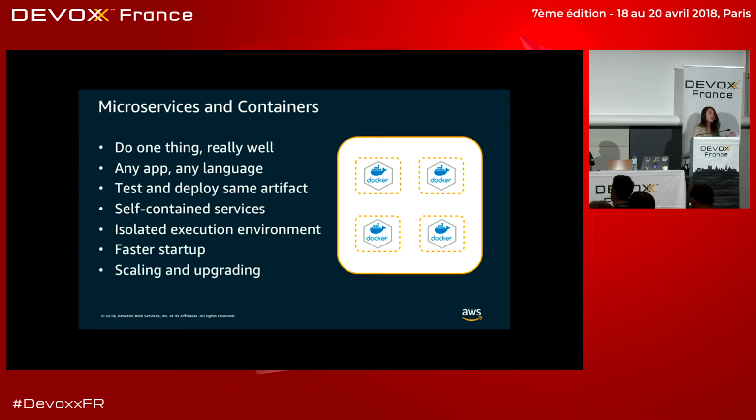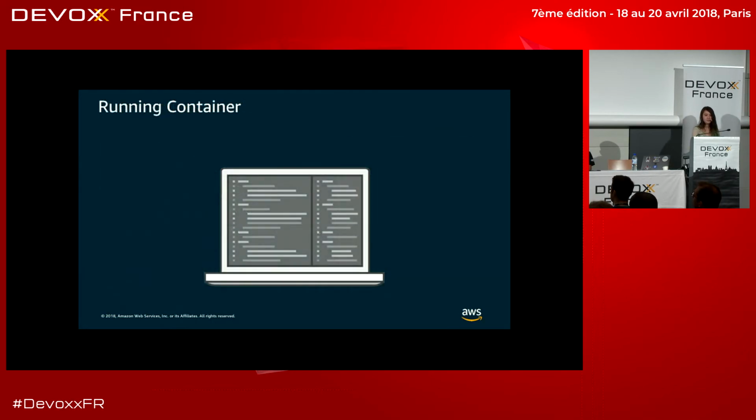And then also, if you think about it comparing to VMs, it's a lot faster to spin up your containers. It's a lot faster to scale up and scale down than it is with a VM. So basically, if you're just running a container, it's pretty easy. You could just spin it up locally using Docker for Mac, Docker for Windows, or just Docker on Linux.